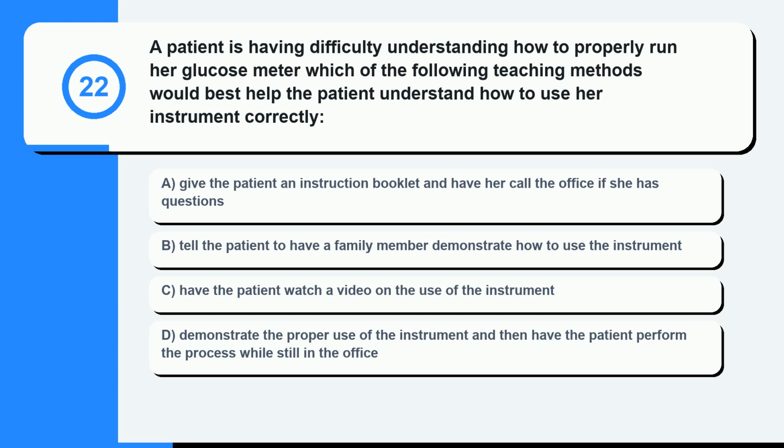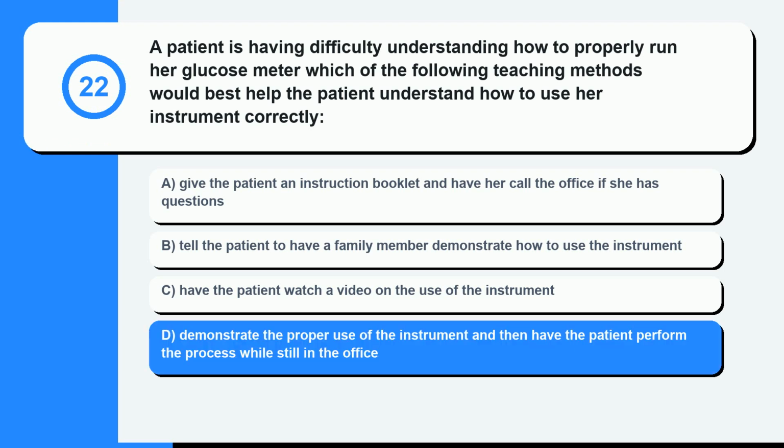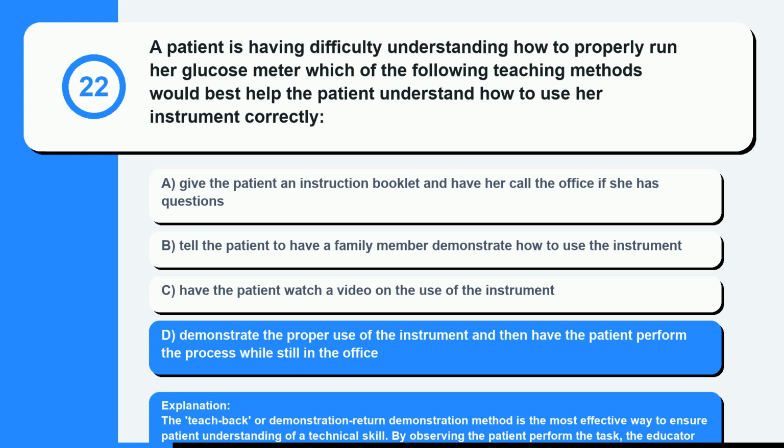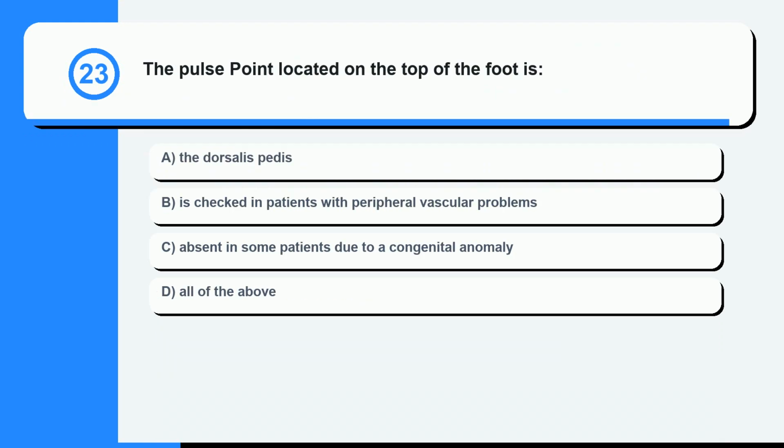Question 22. A patient is having difficulty understanding how to properly run her glucose meter. Which of the following teaching methods would best help the patient understand how to use her instrument correctly? A. Give the patient an instruction booklet and have her call the office if she has questions. B. Tell the patient to have a family member demonstrate how to use the instrument. C. Have the patient watch a video on the use of the instrument. Or D. Demonstrate the proper use of the instrument and then have the patient perform the process while still in the office. The correct answer is D.